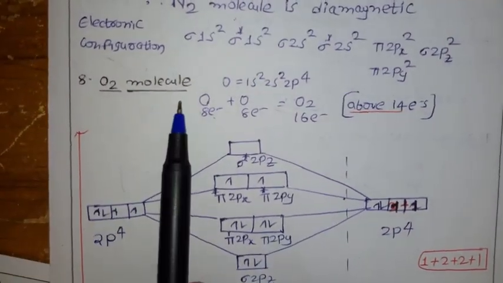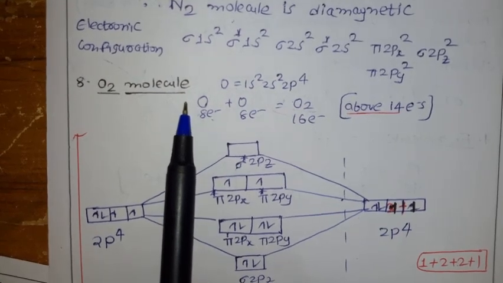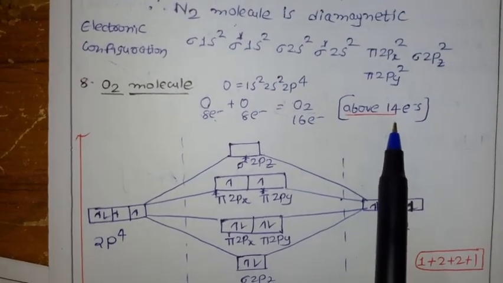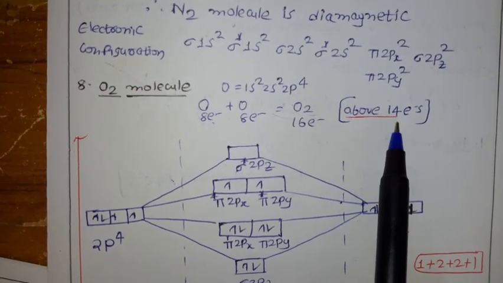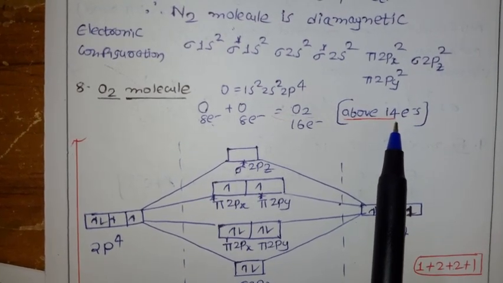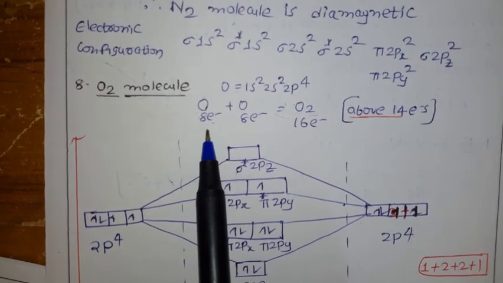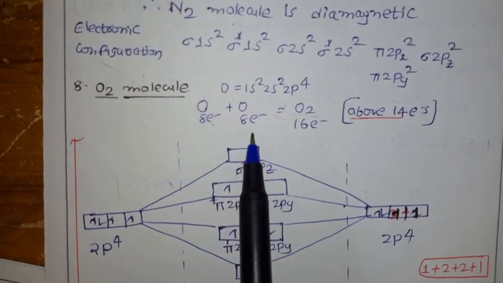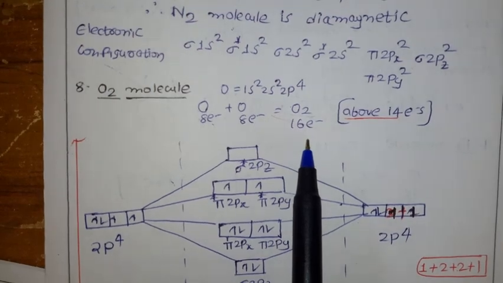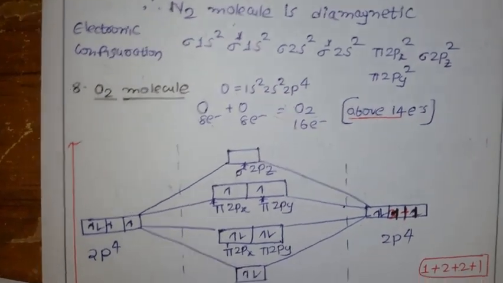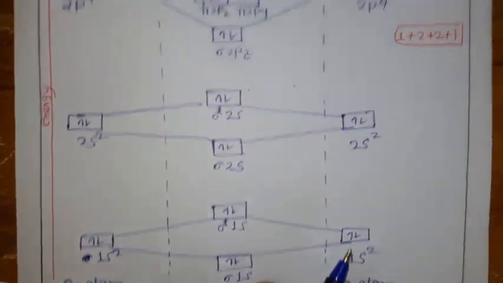Next example, the O2 molecule. Okay, in the O2 molecule, this is a case of above 14 electrons. First you have to see how many electrons are there. Why above 14? Because one oxygen atom has 8 electrons, the second oxygen atom has 8 electrons. Total how many electrons do we have? 16 electrons. Okay, now let us draw the molecular orbital energy diagram.